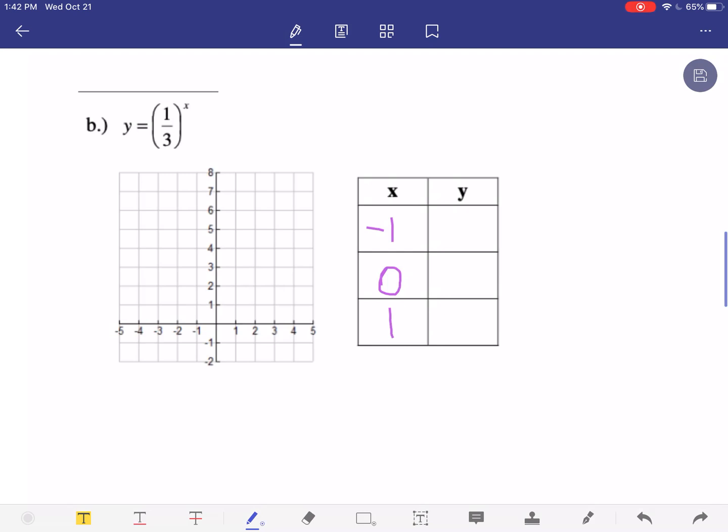Okay, so if I plug -1 in for x, we have 1/3 to the -1 power. Remember what happens with a negative exponent? Reciprocal, flip it over. So that's going to flip my 1/3 over to be just +3/1. If we plot that point on our graph, -1, +3 would go right there.